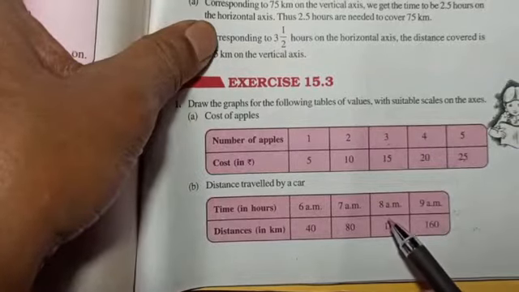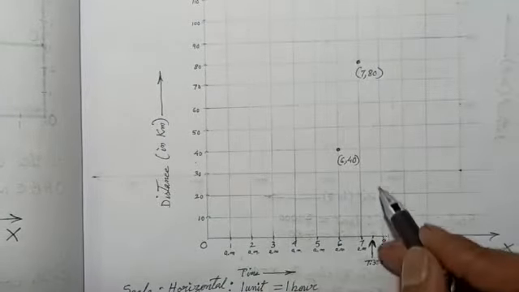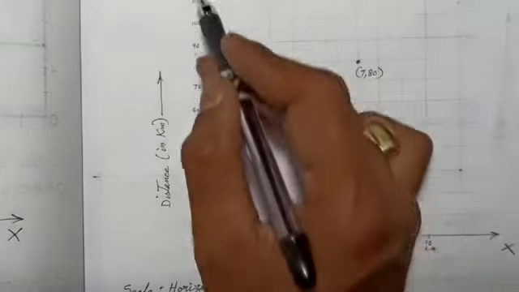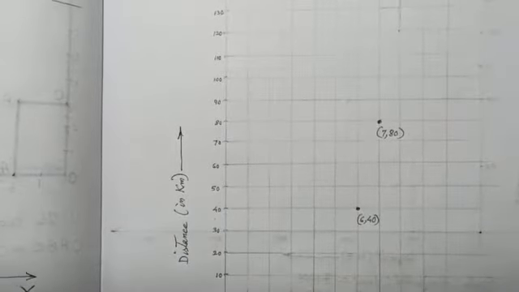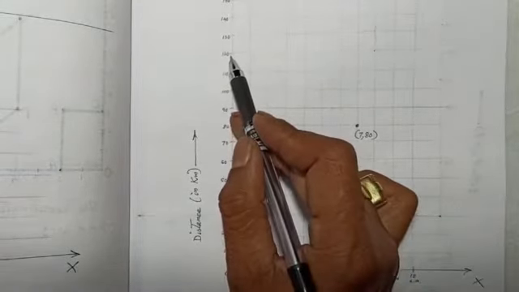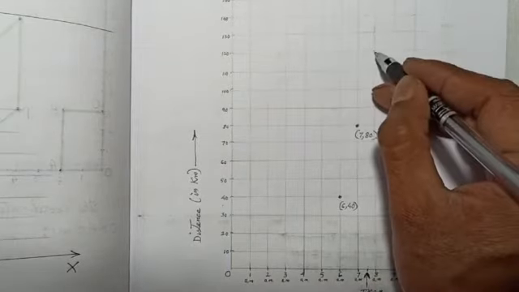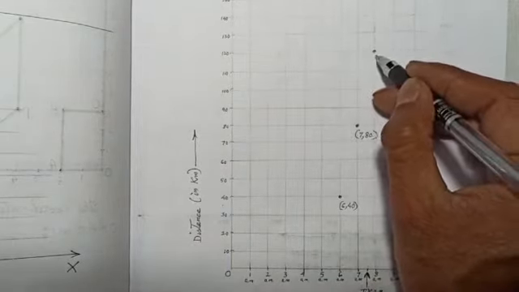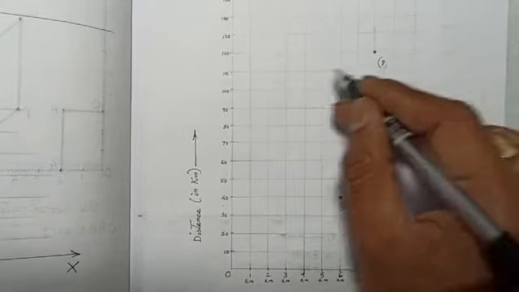Next, let us plot 8 a.m. and 120 kilometer. 8, through this 8 a.m. drawing a perpendicular line, and here is 120 kilometer, and through this point drawing another perpendicular line, and these perpendicular lines intersect here, and this point is the coordinate of 8 and 120.